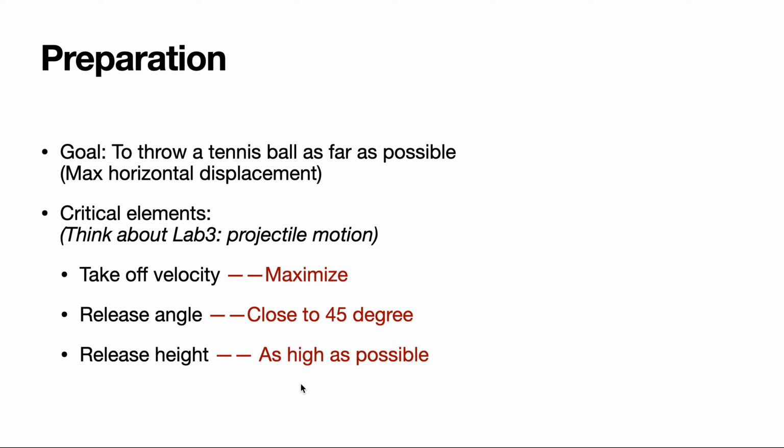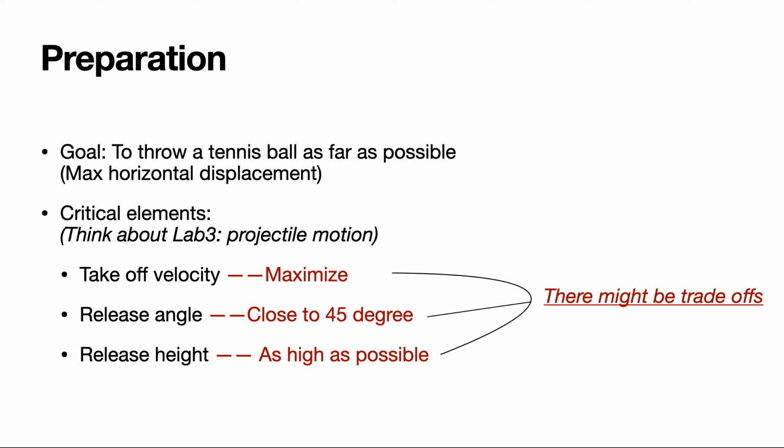So imagine you're instructing your partner. We want to maximize their velocity, so we want to maximize the strength and some skills in the preparation phase. And also we want to make their release angle as close as possible to 45 degrees. And for release height, we want it as high as possible, but that's pretty hard to change. We can only change a little bit in one individual. So we're probably focusing on the first two variables.